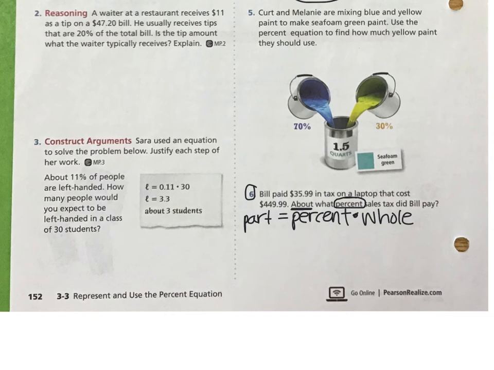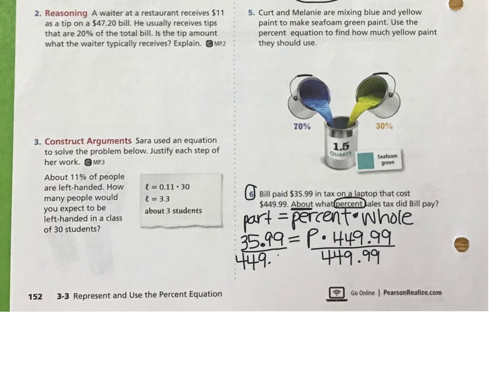What we know is the part. The part is the tax amount, $35.99. The percent is what we're looking for, and the whole is how much did the laptop cost altogether. Okay, now remember, don't do any rounding until you're completely finished. In order to find this percent, we need to divide, because this is a multiplication equation, we're going to divide by that $449.99. And what we get is the decimal version of our percent number.